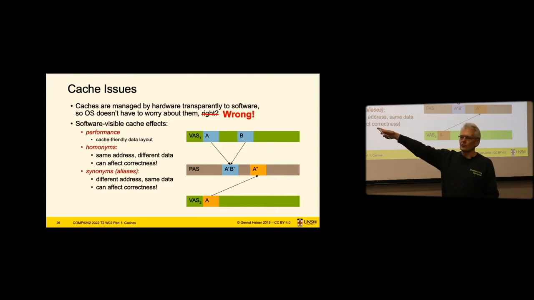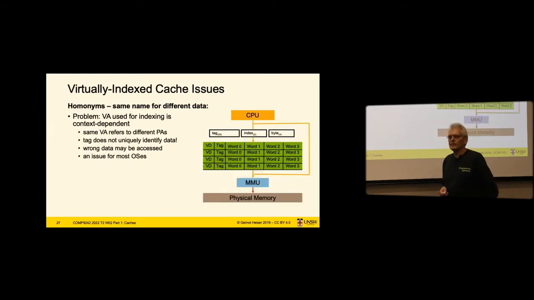Synonyms you can have within an address space when the same frame is mapped multiple times in your address space, or, more likely, when sharing data across address spaces using shared buffers, where the same frame is mapped into multiple address spaces. Okay, let's have a look at these. With the VV cache, these all appear there, and that's why VV caches have really gone out of fashion.